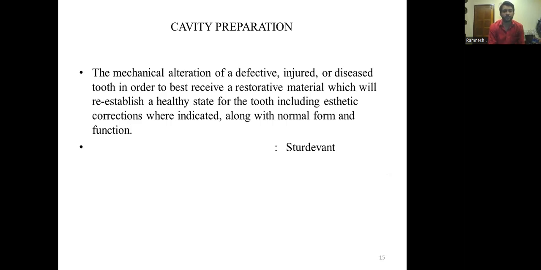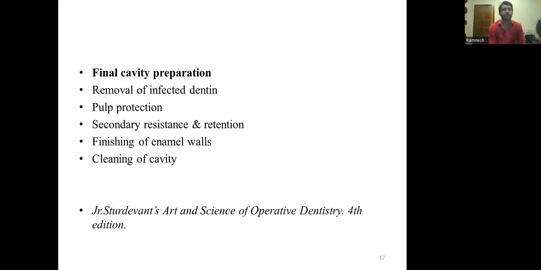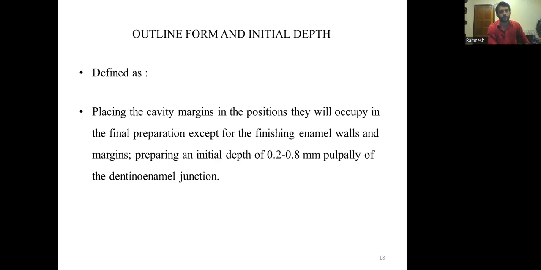Cavity preparation according to Stedman is a mechanical alteration of a defective, injured or diseased tooth in order to best receive a restorative material which will re-establish a healthy state for the tooth, including aesthetic correction where indicated along with normal form and function. Principles of cavity preparation include initial cavity preparation, that includes outline form and initial depth, primary resistance form, primary retention form and convenience form, and final cavity preparation: removal of the infected dentine, pulp protection, secondary resistance and retention, finishing of the enamel walls and cleaning of the cavity.